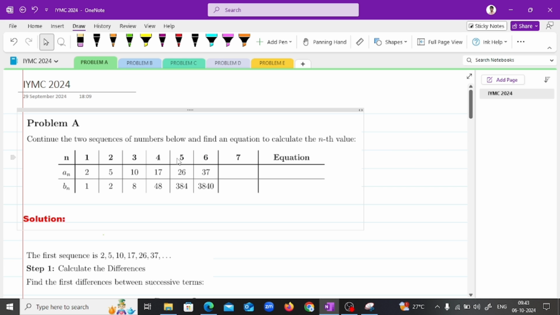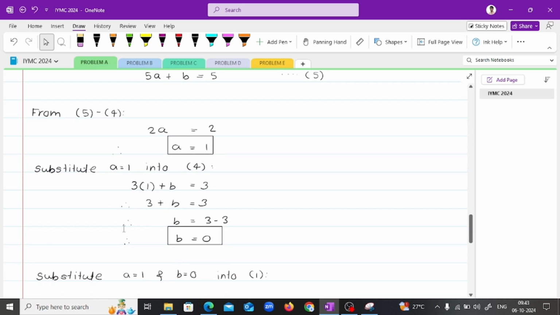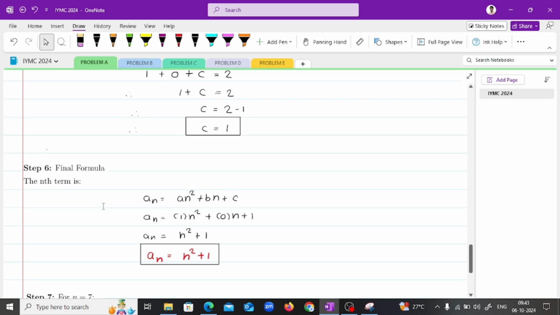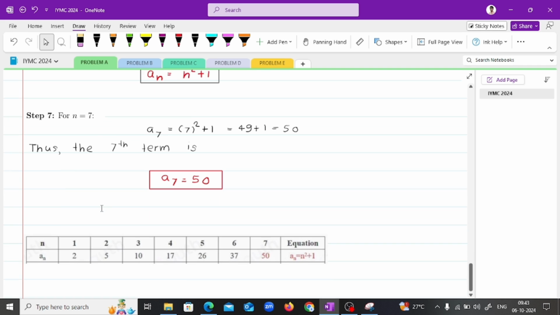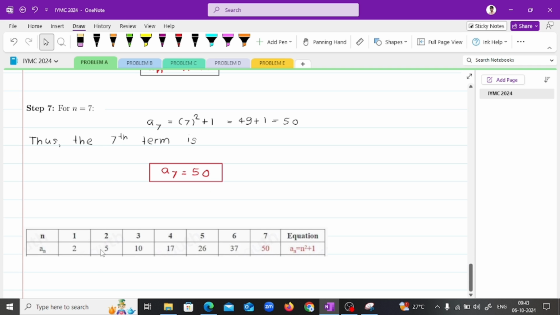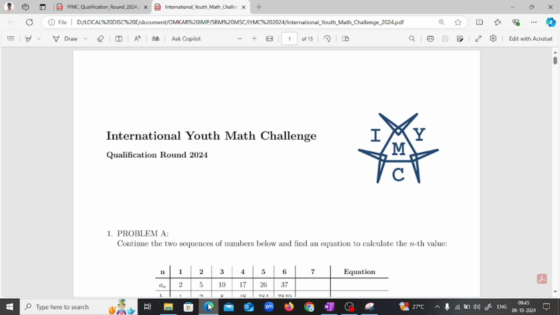Our question was to find an equation to calculate the nth value and find the 7th value of this sequence. So the final formula for finding the nth value of this sequence is given by an is equal to n square plus 1, and the 7th value of this sequence is 50. So our final solution will look like this. Take a look at this solution once again before we move on.